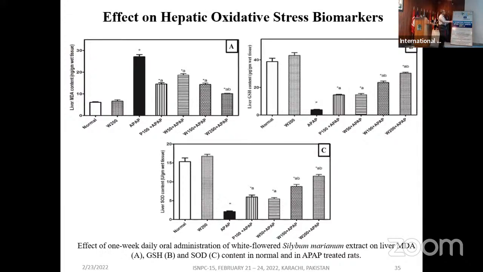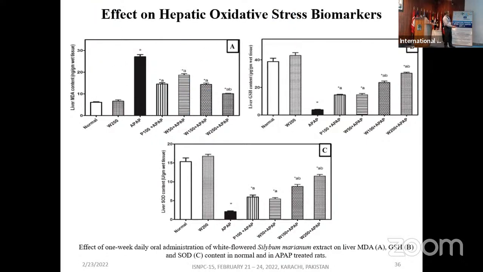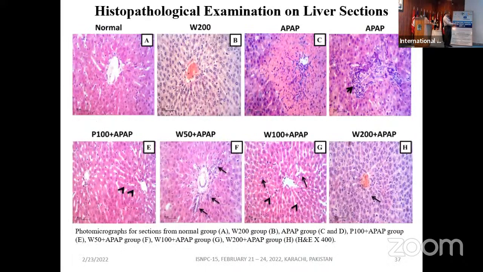We did the same experiment on the oxidative stress biomarkers like MDA, glutathione, or superoxide dismutase, and we got the same result. The white flower extract alone was safe to the cells, producing again a dose-dependent decrease in the oxidative stress biomarkers. And finally, the histopathological data confirmed our results that the white flower, which is the rare form of this plant, is more active than the commonly used or commonly known silymarine all over the world.